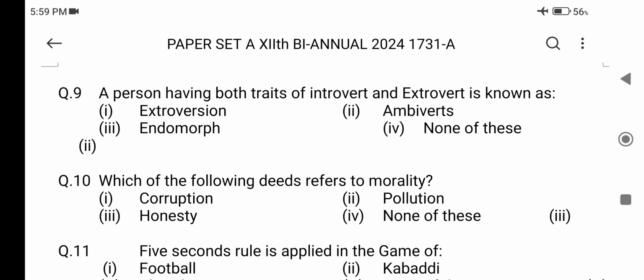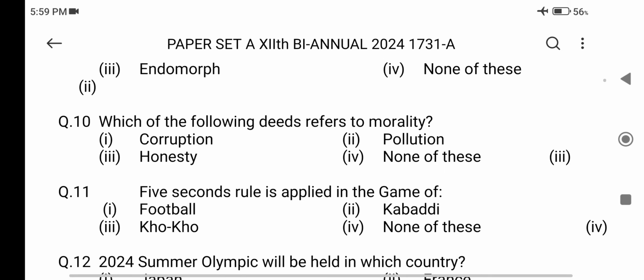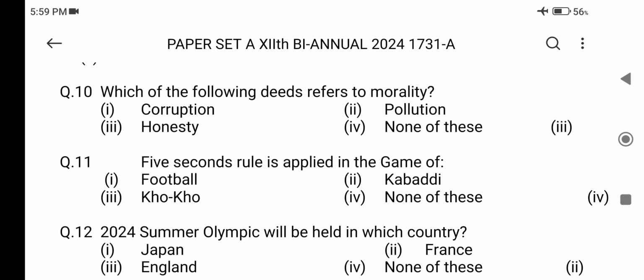Question number 10. Which of the following deeds refer to morality? Option first corruption, second pollution, third honesty, fourth none of these. Answer is option third, honesty.